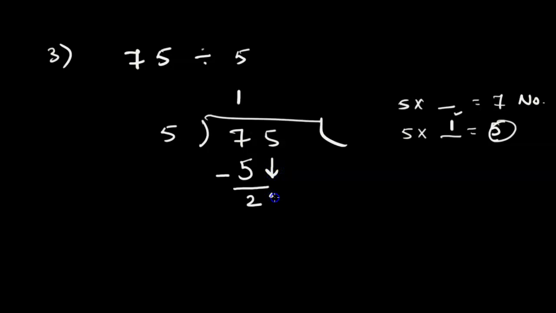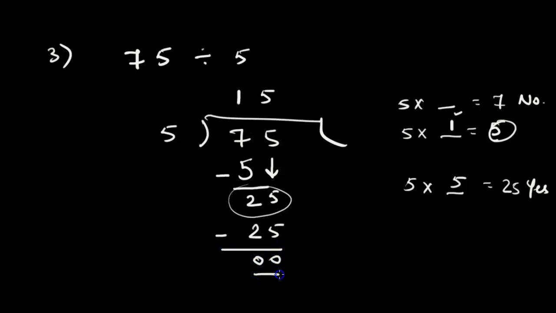We bring this 5 down. Now we consider this number together, 25. What multiplied by 5 will give us 25? Is that a yes? Yes. And what would be the number? 5. So we put 25 underneath 25. We subtract it, and we get 0. So the answer that we get is 15, remainder 0. And this is how we do long division of a 2-digit number by a 1-digit number.